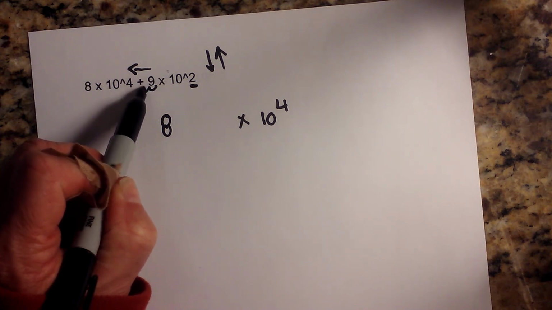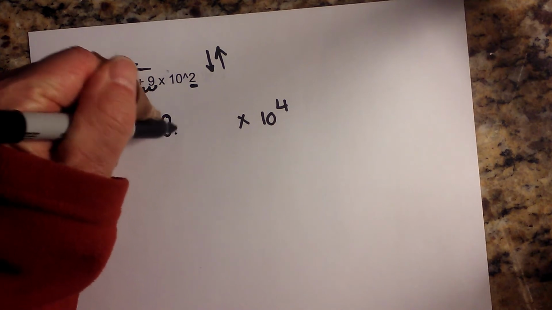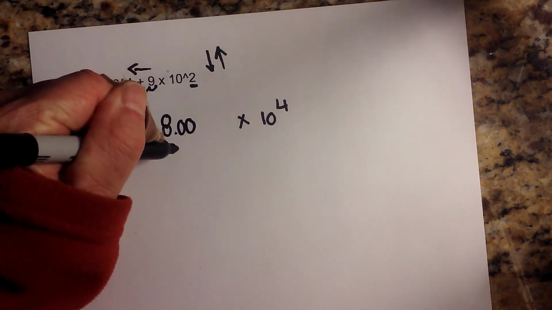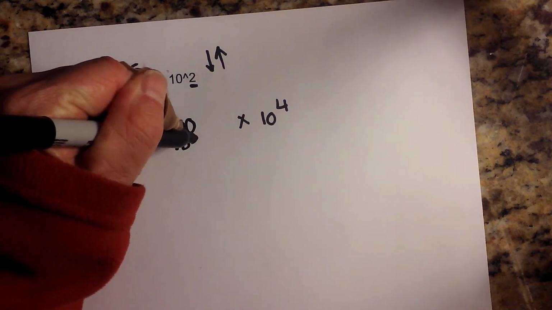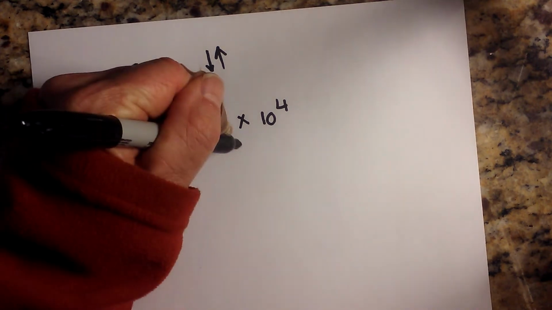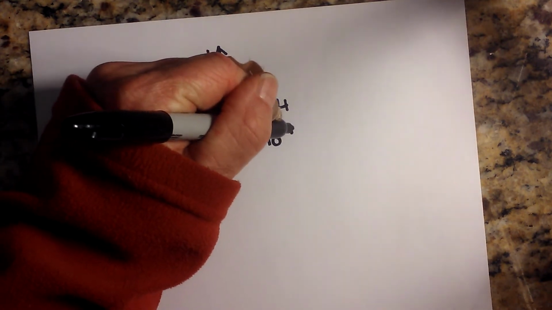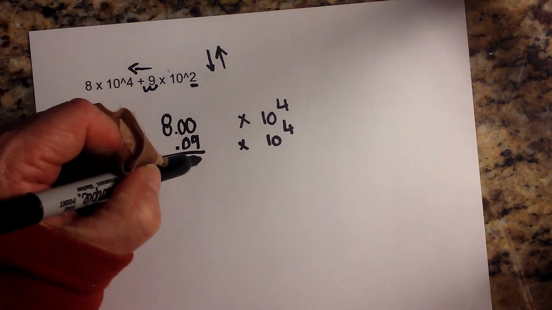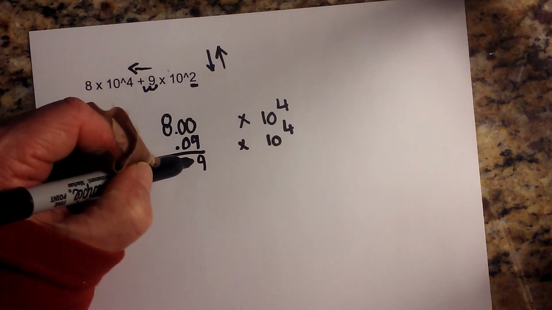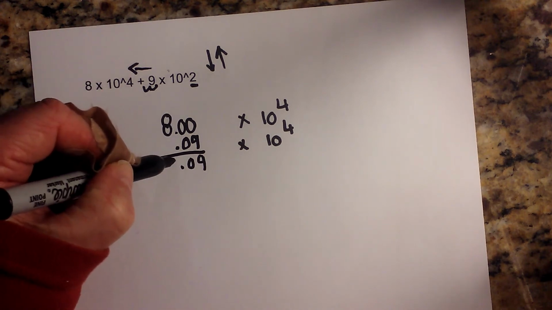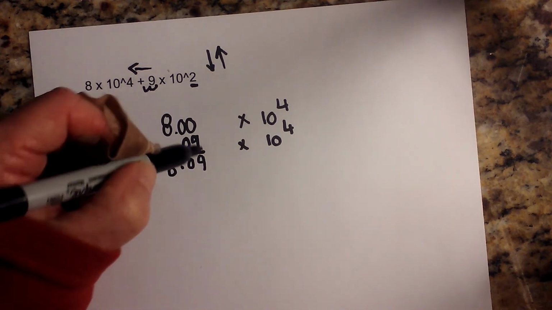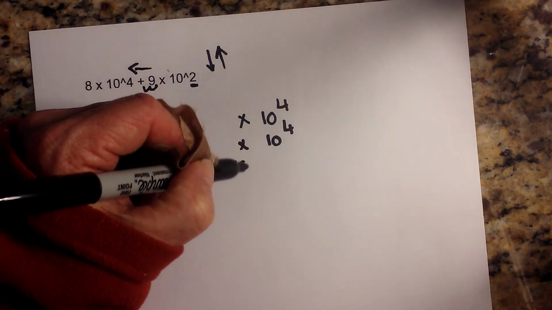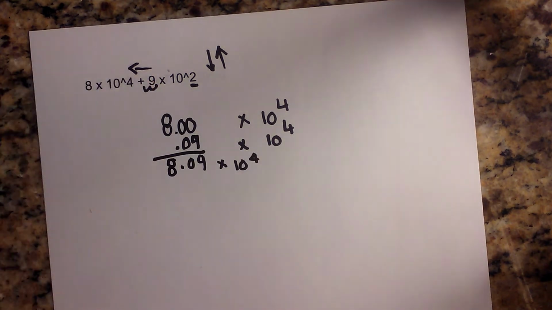There's 1, 2. So that becomes 0.09. Okay, and that's also going to be 10 to the fourth. And now I just add it. 9 plus 0 is 9. 0 plus 0 is 0. So that would be 8.09 times 10 to the fourth.